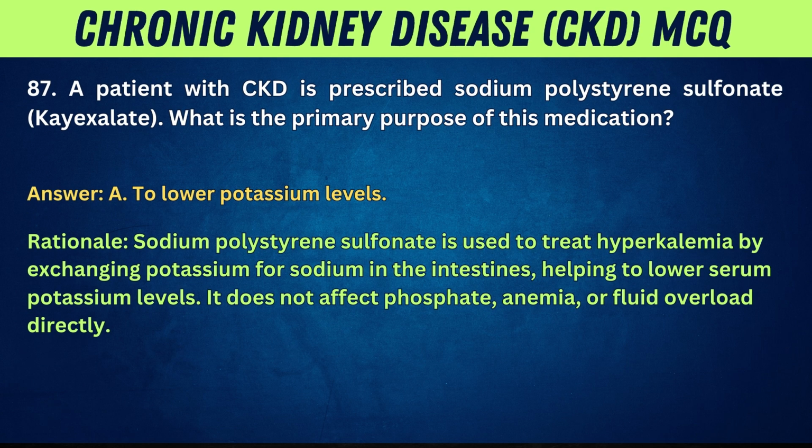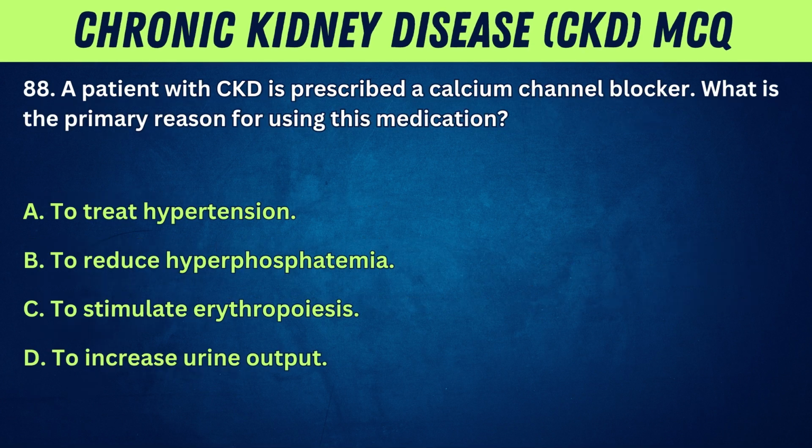To lower potassium levels. Rationale: sodium polystyrene sulfonate is used to treat hyperkalemia by exchanging potassium for sodium in the intestines, helping to lower serum potassium levels. It does not affect phosphate, anemia, or fluid overload directly.